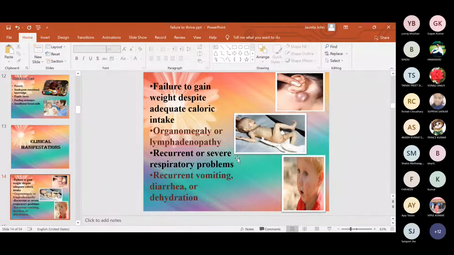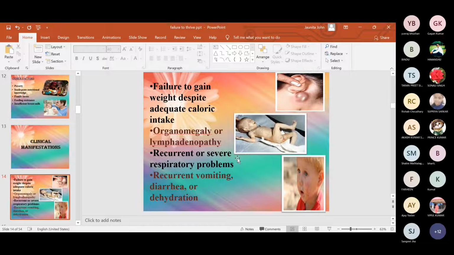उसमें हम देखेंगे failure to gain weight despite adequate caloric intake. अभी वेट इंक्रीज ही नहीं हो रहा है. They are not increasing in spite of giving them. उनको जितना भी जरूरत है उतना कैलोरी इनटेक उनको मिल रही है, but still उनकी वेट गेन नहीं हो रही है. Next is organomegaly or lymphadenopathy.